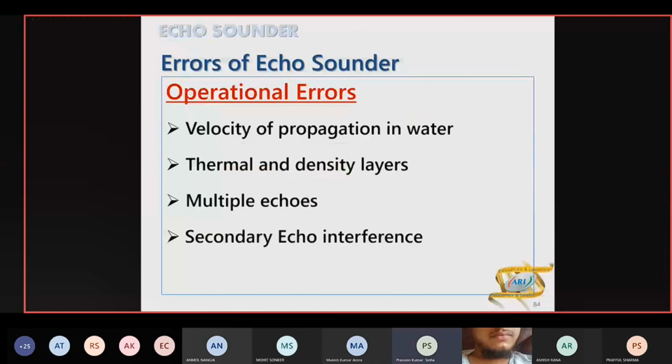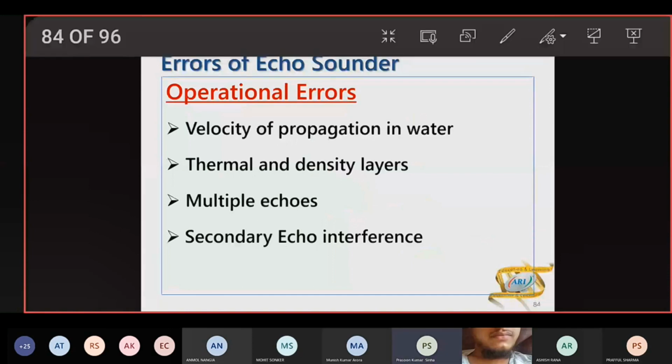Next one is velocity of propagation in water. This is external to the echo sounder. No problem with the echo sounder as such, but the environment in which it is working. This we know very, very well. What is the meaning of this? We have talked multiple times. We have understood.